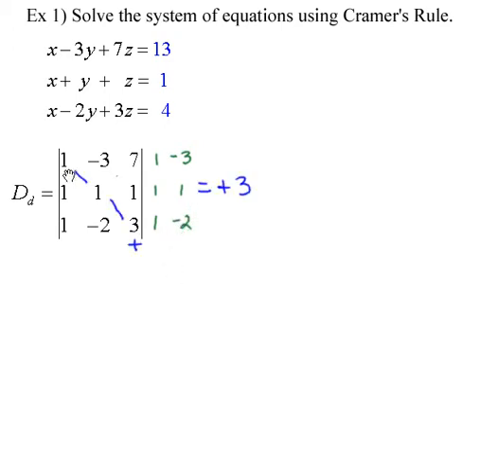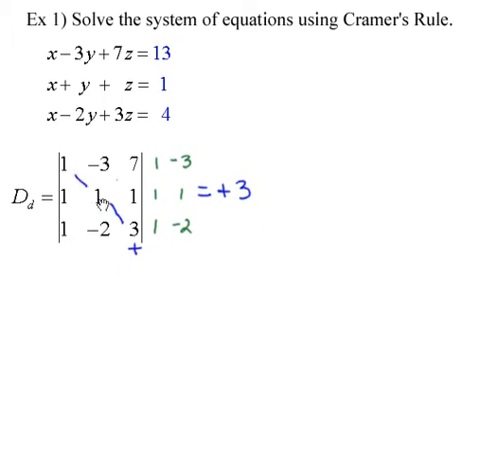Then we're going to look for all the diagonals going down from left to right containing three numbers. We're going to find their product and add that to the running total. So we're going to add 1 times 3, which is adding a 3. Then we're going to add negative 3 times 1, which is adding a negative 3. Next we're going to add 7 times 1 times negative 2, which is adding a negative 14.